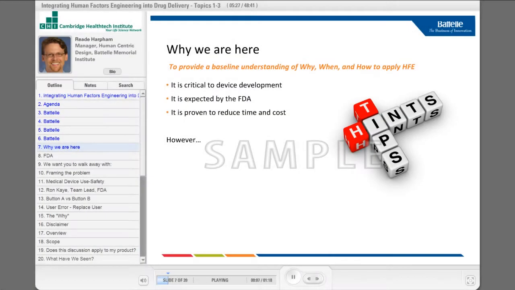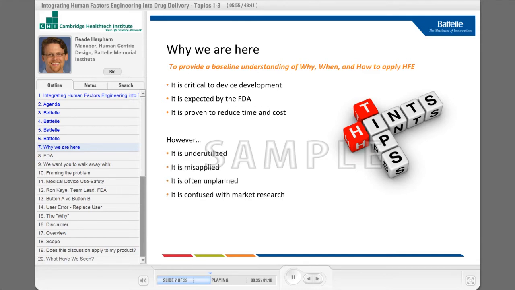So why we're here. This is to provide a very basic understanding of when and how and why to apply human factors. We're not going to get down into the major details. This is to provide a very high-level overview, because what we're seeing in the market, and I think some of you who were at the Buzz session earlier alluded to some of this, it's becoming ever more critical to device development. It's expected by the FDA.